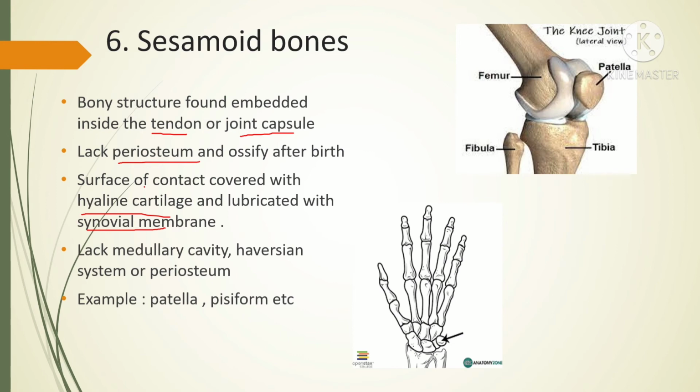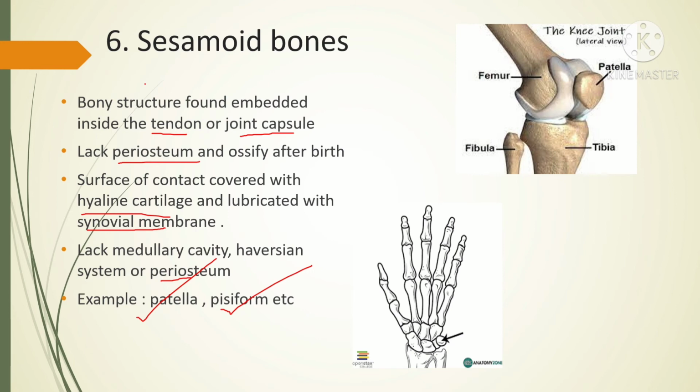Remember? Yes. The surface of contact is mostly hyaline cartilage, and second, lubrication is done with the synovial membrane. What does it lack? First, we learned it lacks periosteum. Second, it lacks a medullary cavity and Haversian system. What is the example? As we all know, the patella. This is a pisiform bone, which is one of the carpal bones, which we will learn in some video. Let's focus on the sesamoid bones.